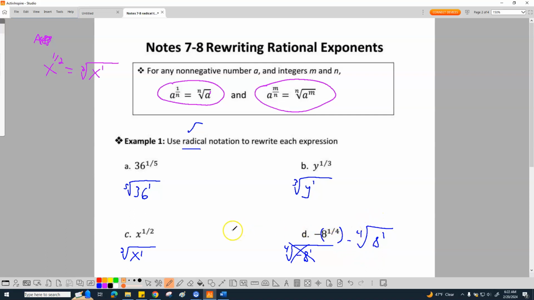Now, if you were to write it like this, if you were to have -8 raised to the power of 1/4, then you would write it like this. It would look like this. So pay attention to that. This is tricky, and it's easy to get wrong. So this is the main lecture plus example 1.